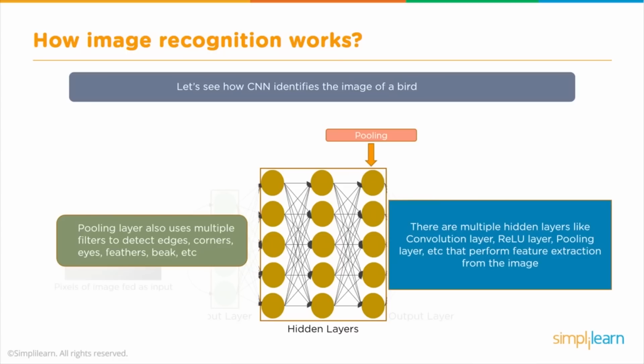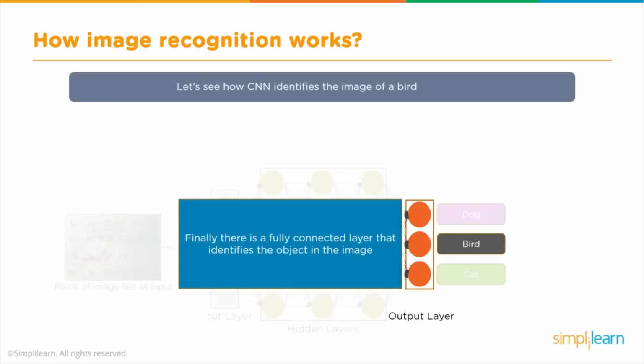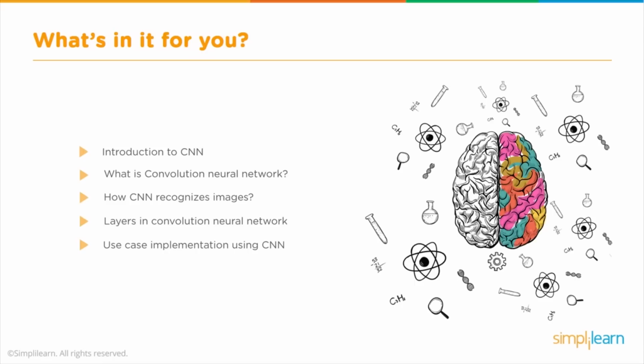The pooling layer also uses multiple filters to detect edges, corners, eyes, feathers, beak, etc. And just like the term says, pooling is pooling information together. And we'll look into that a lot closer here. So if it's a little confusing now, we'll dig in deep and try to get you squared away with that. And then finally, there is a fully connected layer that identifies the object in the image. So we have these different layers coming through in the hidden layers, and they come into the final area. And that's where we have, say, one node or one neural network entity that lights up that says it's a bird.